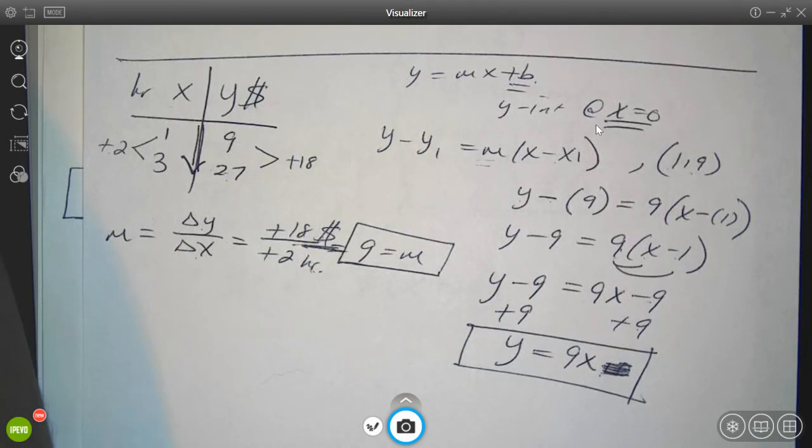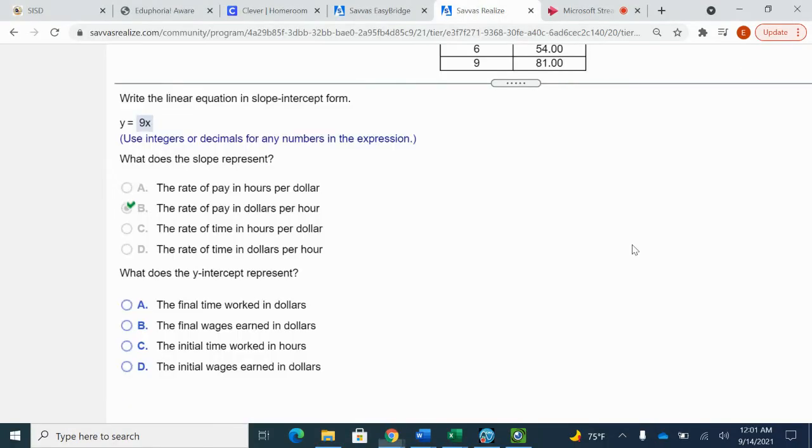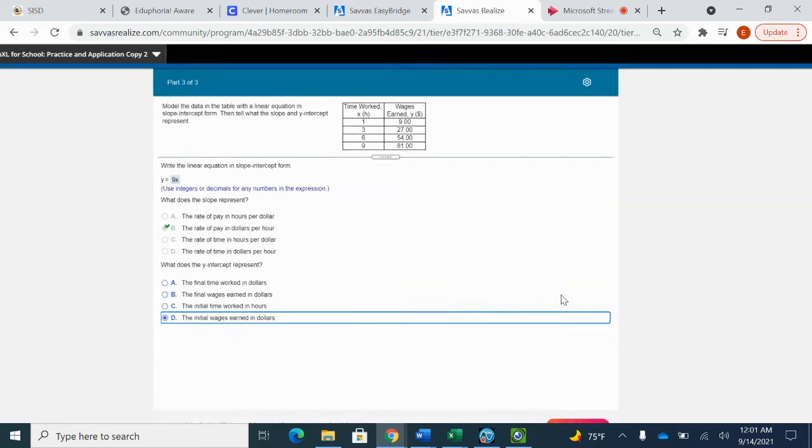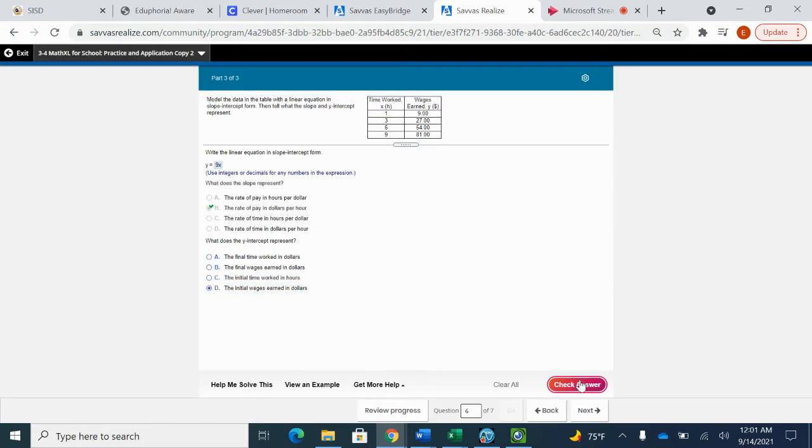So what does it mean? Well, if you're working 0 hours, how much are you going to get paid? $0. So it's the initial time worked in hours, and the initial wages earned in dollars. The y represents the amount of money that you started earning, right? Because it's y, right? There it is.